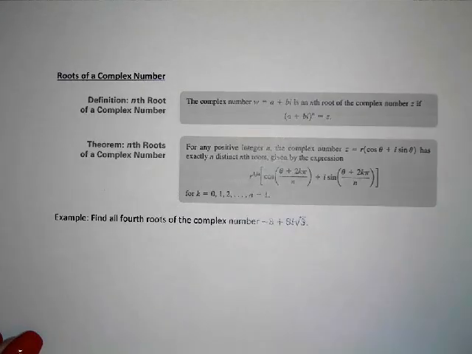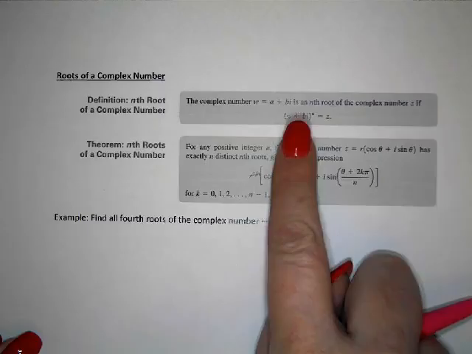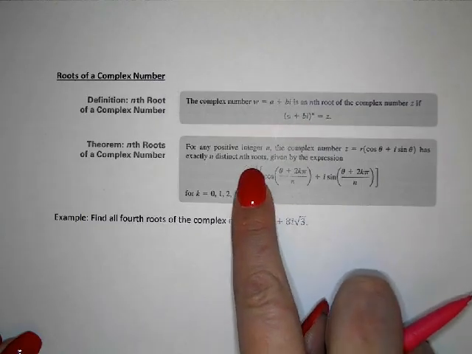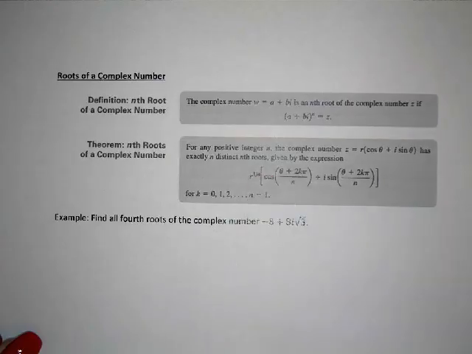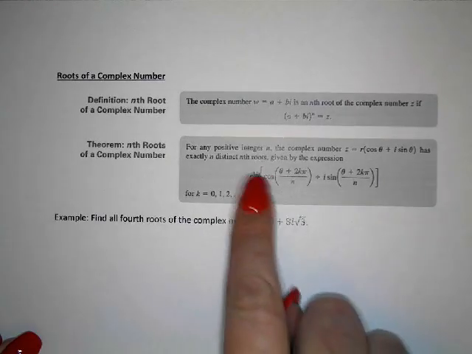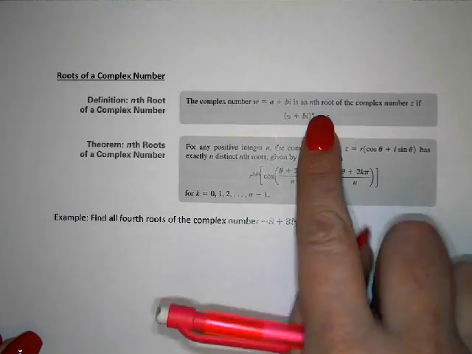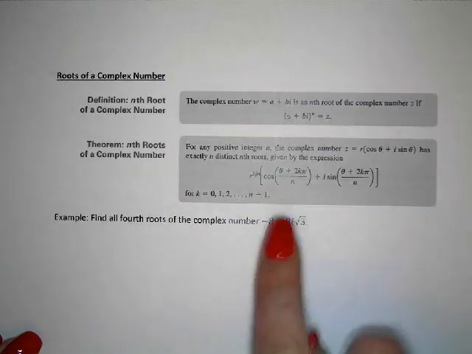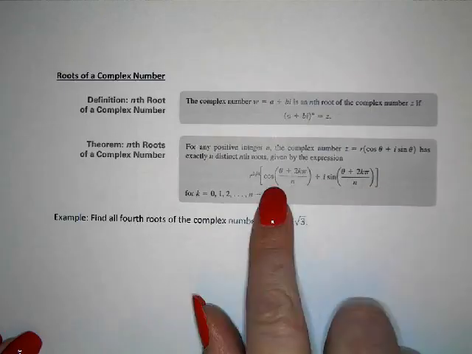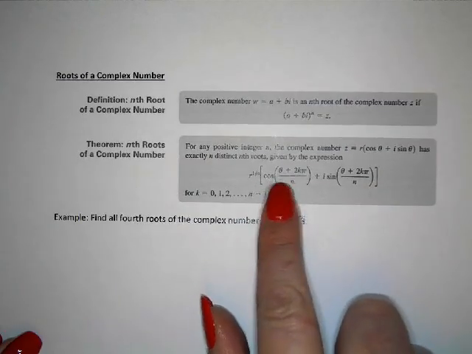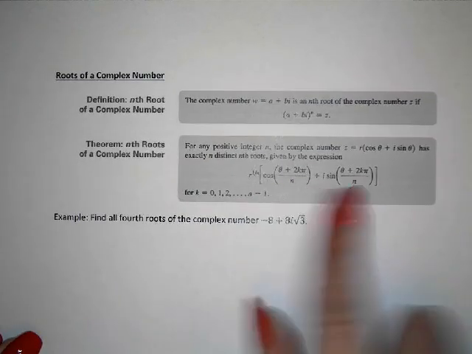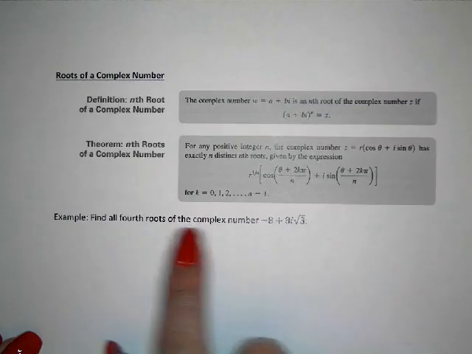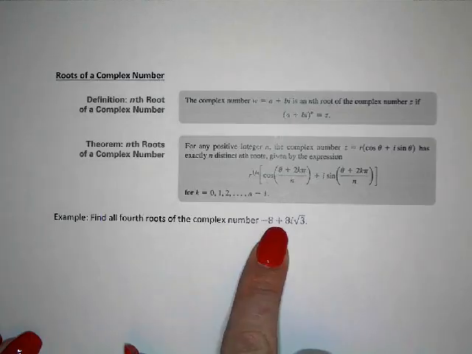So you can see that from the complex number, you would calculate the modulus, and then you would raise it to 1 over n. So if you're trying to take the 5th root, you would raise it to the 1/5. If you're trying to take the square root, you would raise it to the 1/2, that sort of thing. And then over here, you can also plug the numbers in to find these. So we're going to go ahead and try this. It says find all fourth roots of the complex number -8 plus 8i square root 3.